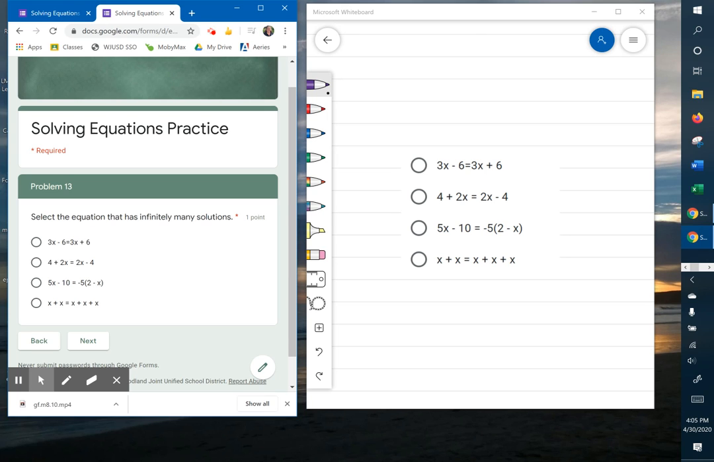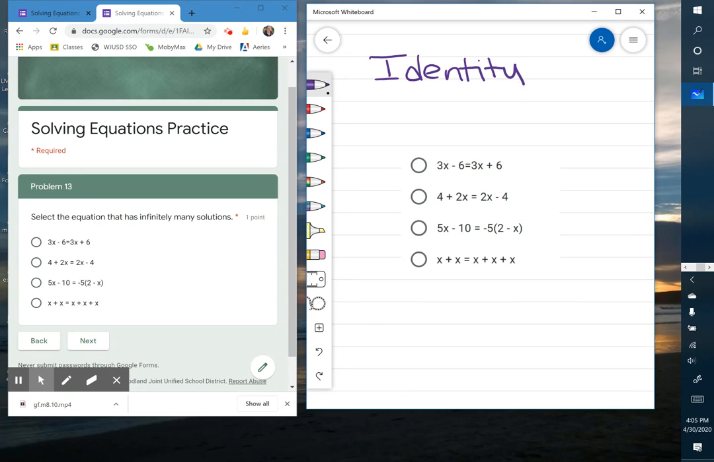Select the equation that has infinitely many solutions. Well, for an equation to have infinitely many solutions, it is an identity. And identity looks a lot like the word identical. So we are looking for an equation that is identical on both sides of the equal sign.